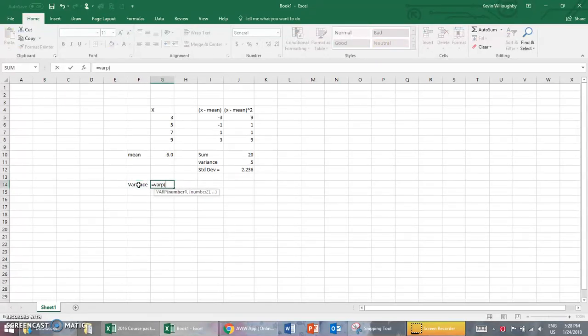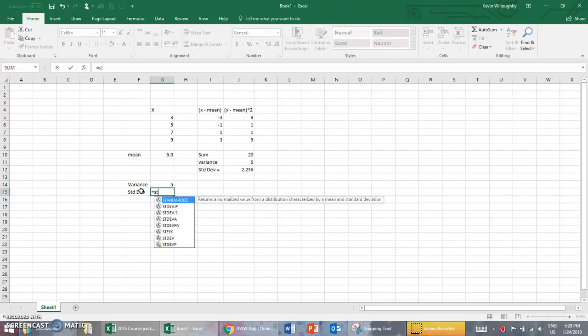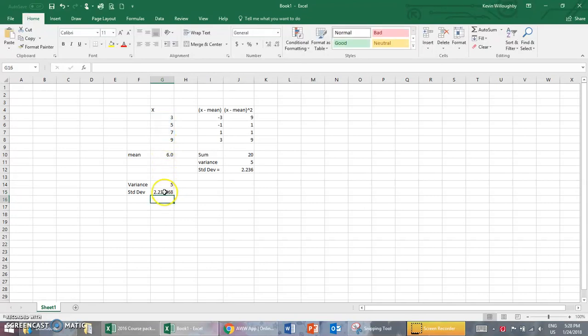The function we're going to use is VARP, the variance for the population of these 4 values. We get a value of 5, which corresponds to this value. Likewise in Excel, we can find the standard deviation by typing STDEVP, bracket, and highlighting our 4 values in our population. We get the same standard deviation, 2.236.